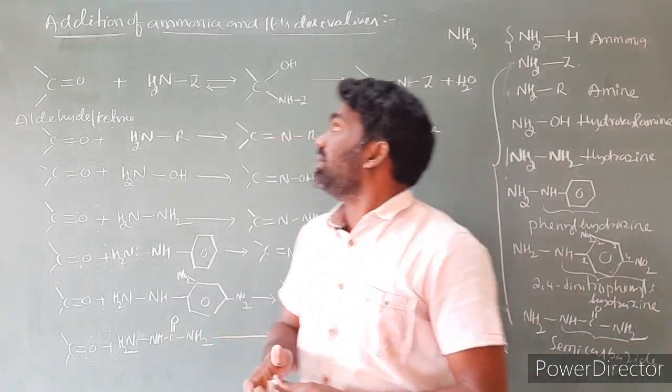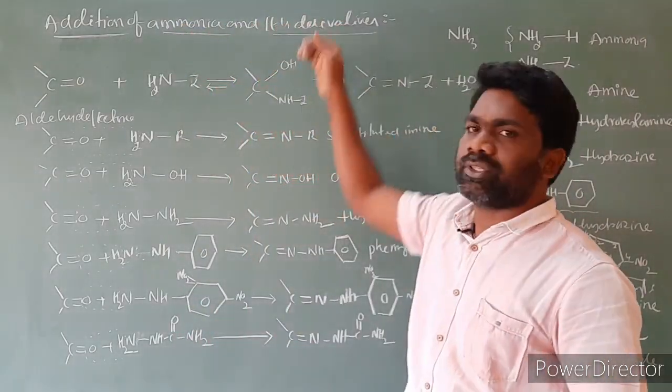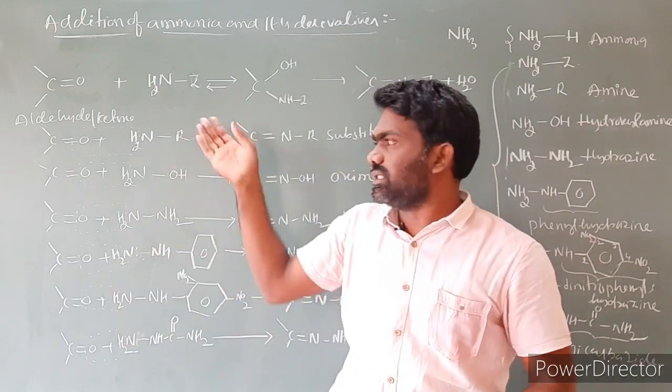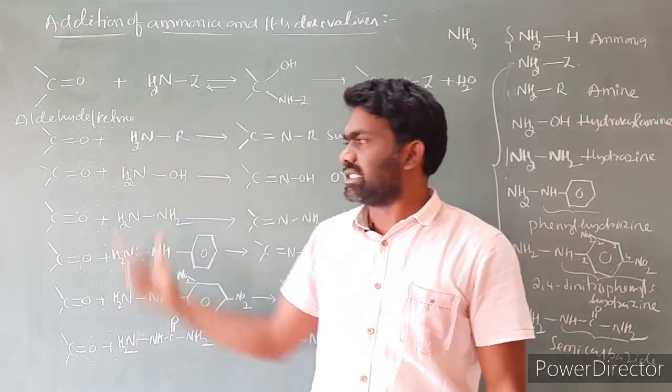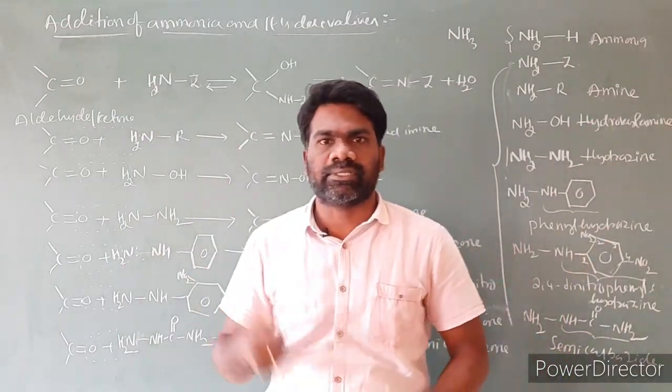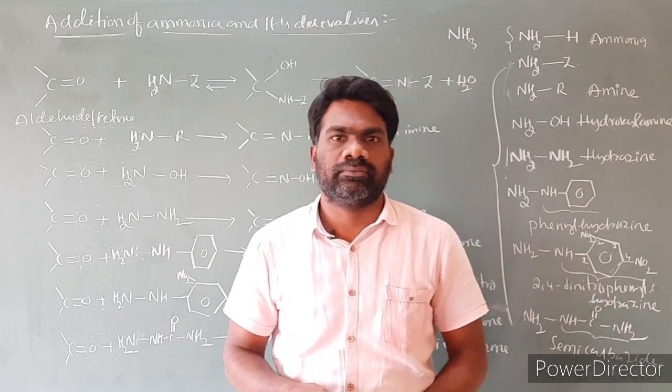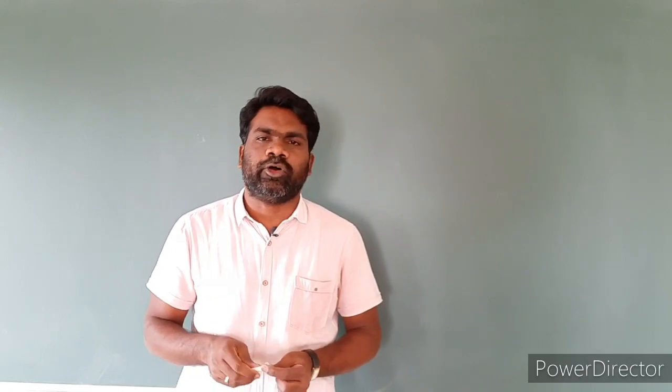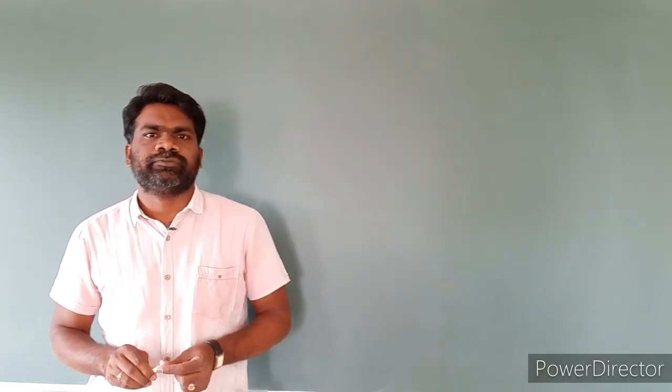So this is a reaction of ammonia and its derivatives with aldehydes and ketones. These are the common examples. We can take some chemical examples and discuss them one by one. Next, let us discuss some examples for the reactions of aldehydes and ketones with ammonia and its derivatives. First we will discuss examples for the aldehydes.